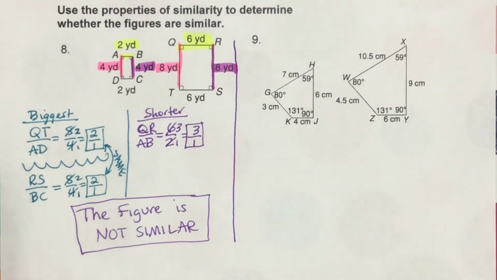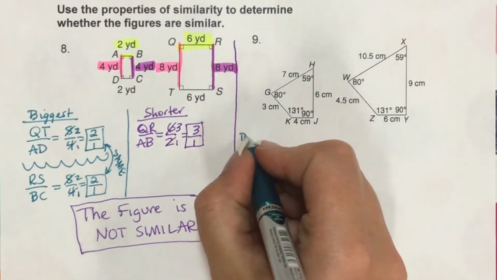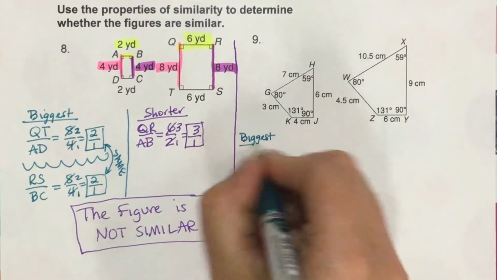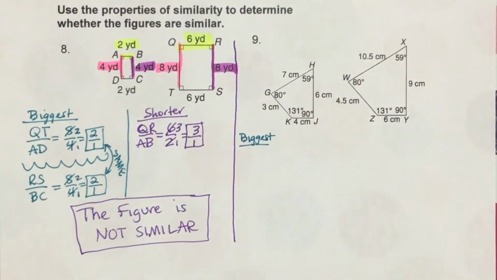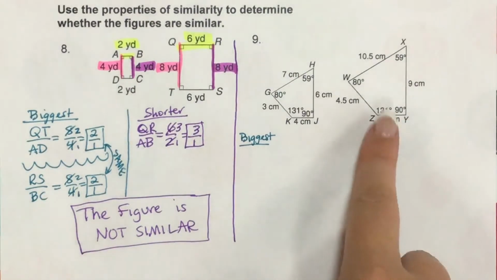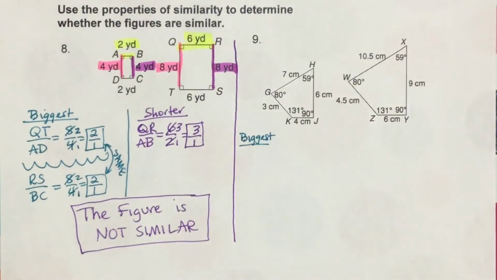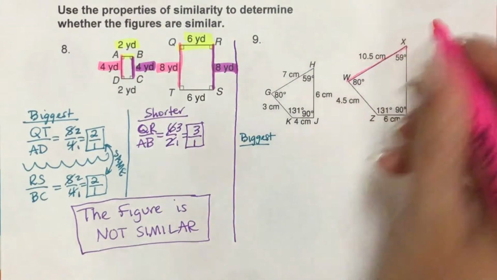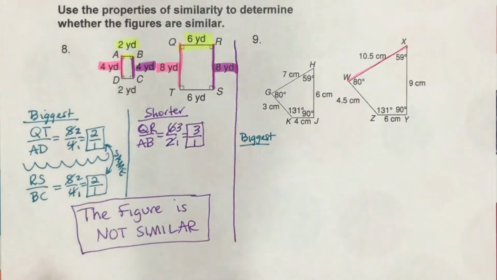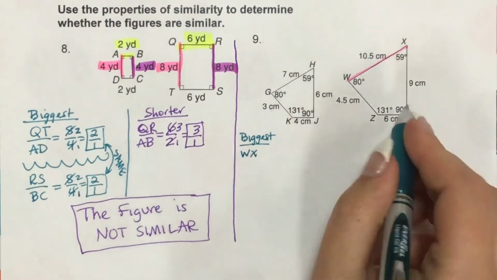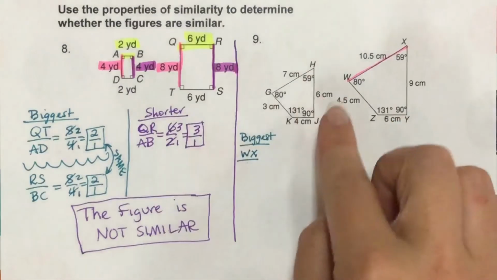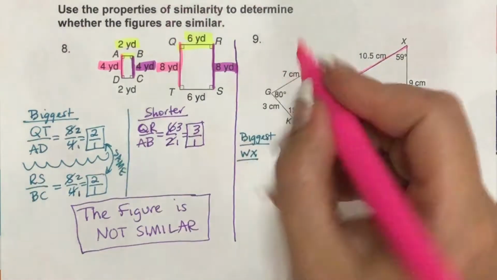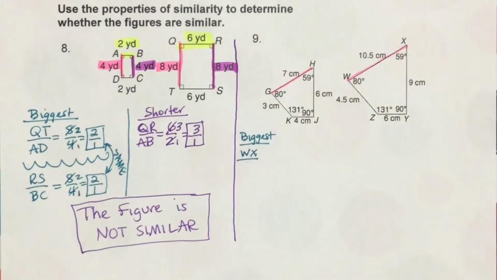I'm going to go ahead and start with the biggest side. Okay, the biggest side would be what? What is the biggest side of the biggest quadrilateral? So let's put this one on top. Okay, we got 9, 6, 4.5, 10.5. So that's the biggest side right here, which we would call WX. So we're going to put the biggest quadrilateral on top. So WX, and the biggest side here, 6, 4, 3, 7, would be right here. GH.